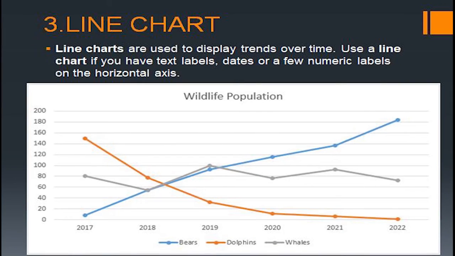Line chart. Line charts are used to display trends over time. Use a line chart if you have text labels, dates, or a few numeric labels on the horizontal axis. You can see here wildlife population. It is bears, dolphins and whales. Three categories we have taken and three dot lines have come. By using the line chart, the data will be represented in the line type. You can see this example for better understanding.